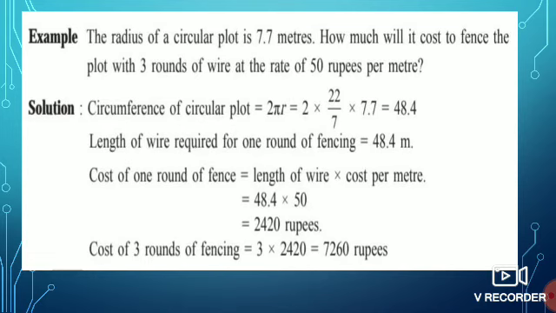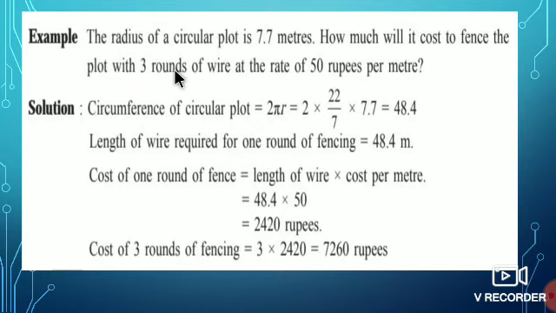Part 3. The radius of a circular plot is 7.7 meters. How much will it cost to fence the plot with 3 rounds of the wire at the rate of 50 rupees per meter? Here a radius is given and the plot is of circular shape. See students, the circumference is nothing but the perimeter. So 3 rounds means 3 times circumference.